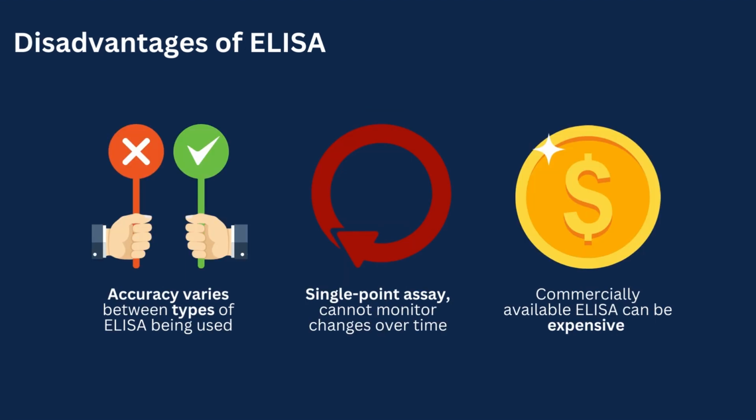Unfortunately, while ELISA is a very promising technique, there are still limitations to its use. The accuracy of this method varies depending on the type of ELISA being used. Being a single-point assay, ELISA can only provide information at a single point in time, making it difficult to monitor changes in analyte levels. Lastly, while prepared commercial ELISA kits are available, they can be costly, ranging from $100 to upwards of $500 per kit.